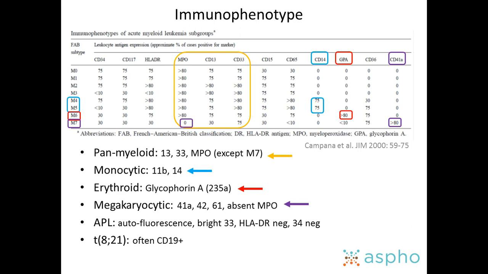And then megakaryoblast AML is characterized by expression of 41A, 42, and 61. The 42 and 61 aren't in the table, but the 41A is, by the absence of MPO, as I mentioned.